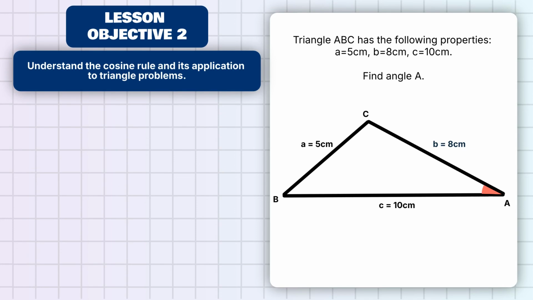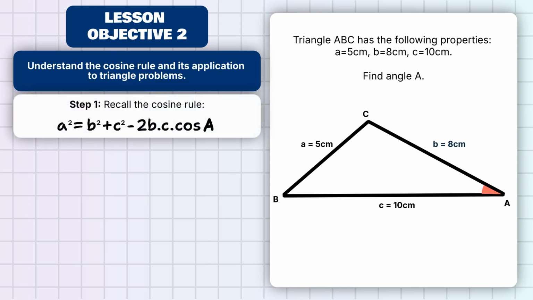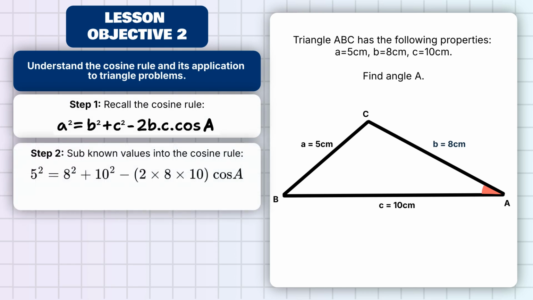Let's look at an example of this rule in action. Suppose we have a triangle with sides a equals 5 centimeters, b equals 8 centimeters, and c equals 10 centimeters. Imagine we want to find angle A. Step 1 is to recall the cosine rule. Then substitute in known values as follows. 5 squared equals 8 squared plus 10 squared minus 2 times 8 times 10 cos A. We can then simplify this to 25 equals 164 minus 160 cos A.